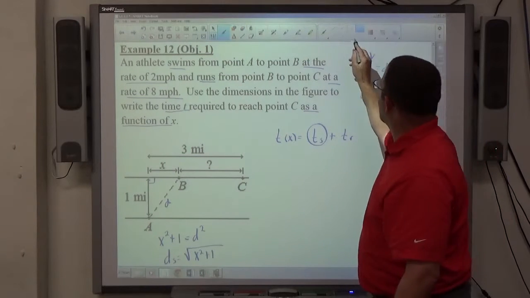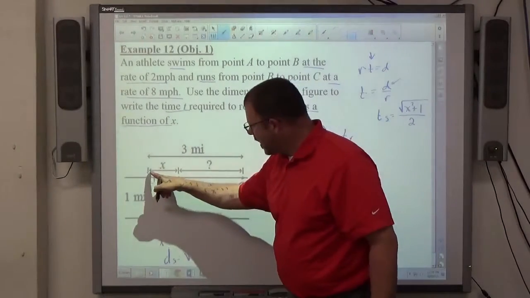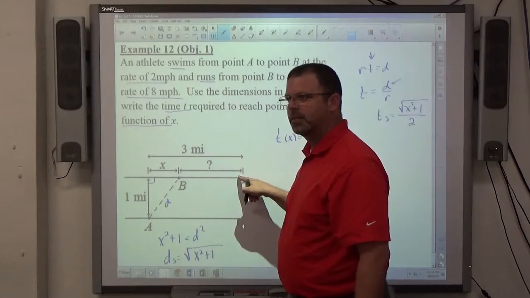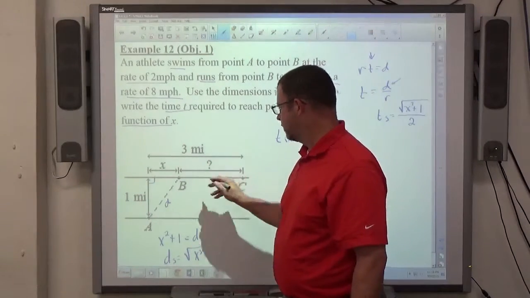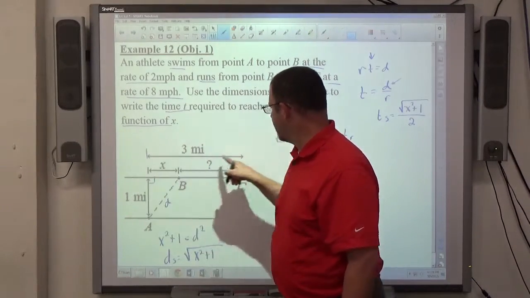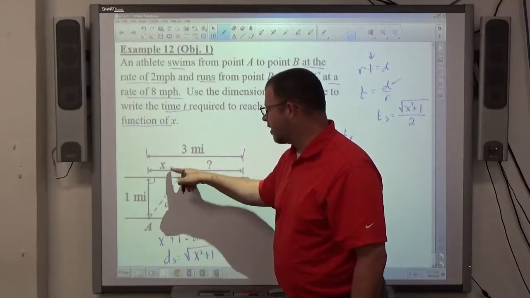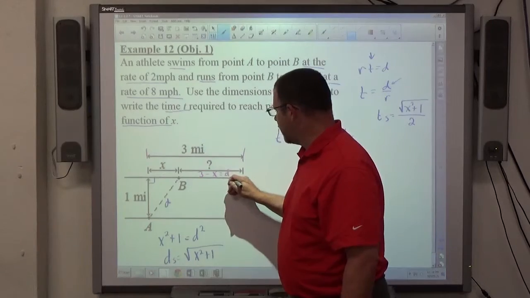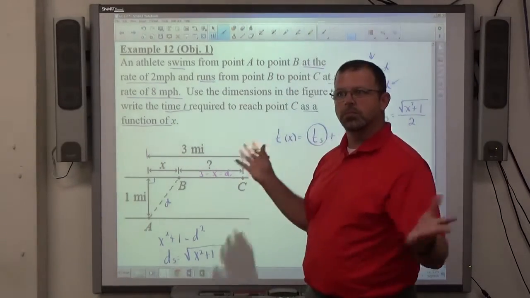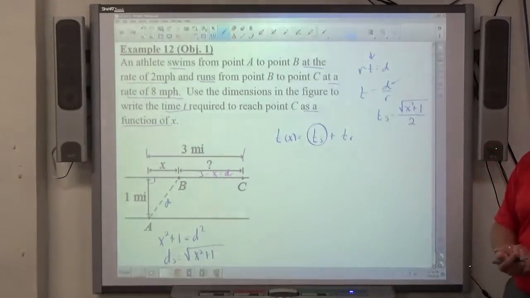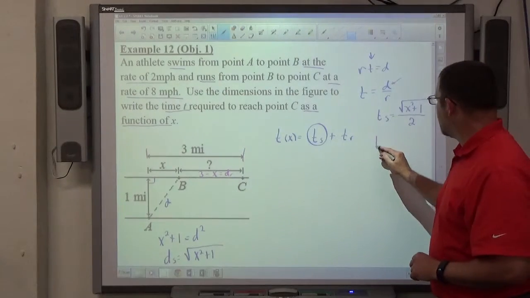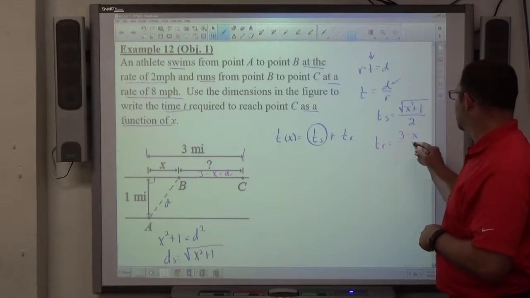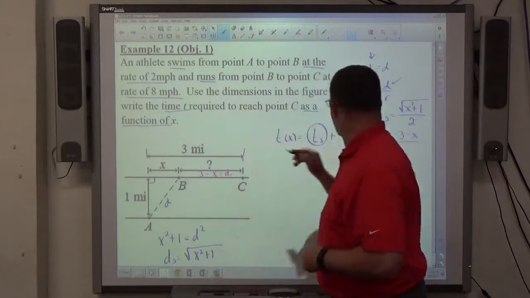We go on to the running part. If he goes x miles along the bank here, how many miles are left right here? 3 minus x. The entire distance from here to here is 3 miles. He's already gone x miles along the bank, so 3 minus x is left over. This is equal to his running distance, right? No Pythagorean theorem necessary there. That's just an actual distance given. So his running time is simply going to be his running distance of 3 minus x miles divided by his running rate of 8 miles per hour.